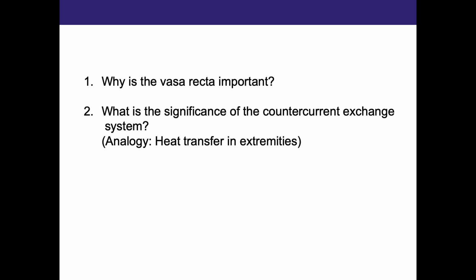One more thing. What do you think? What about those epithelial cells of the loop of Henle? They need oxygen and nutrients, right? You have to have the blood supply right there to provide oxygen and nutrients to those cells of the loop of Henle. Okay, so that's also very important. So think about this. What is the significance of the countercurrent exchanger?